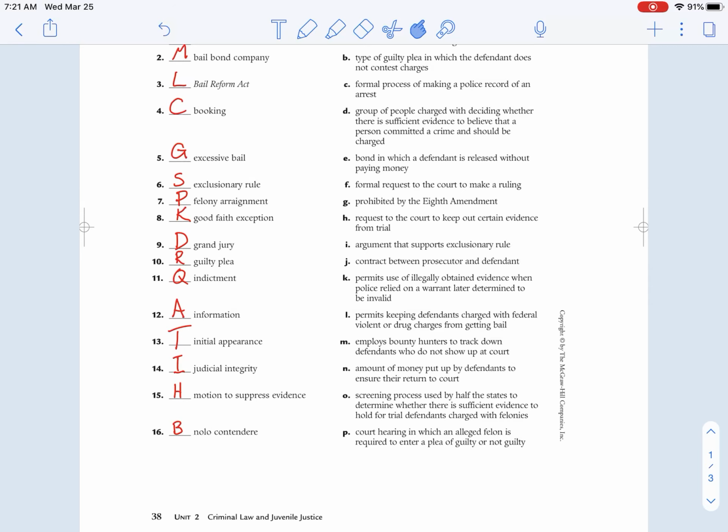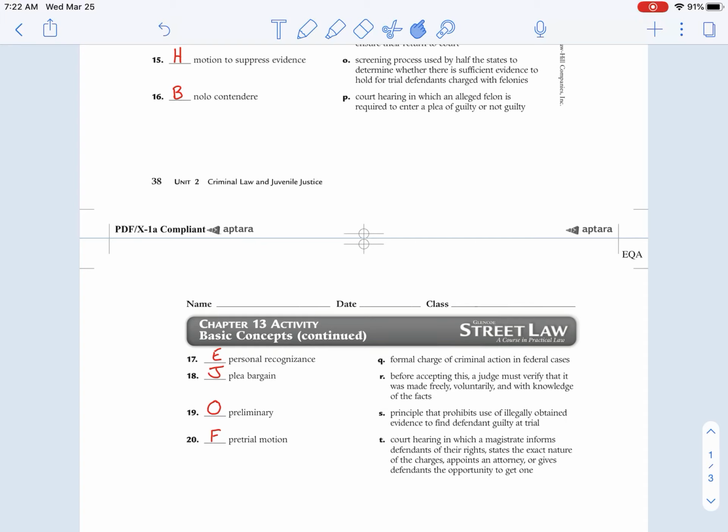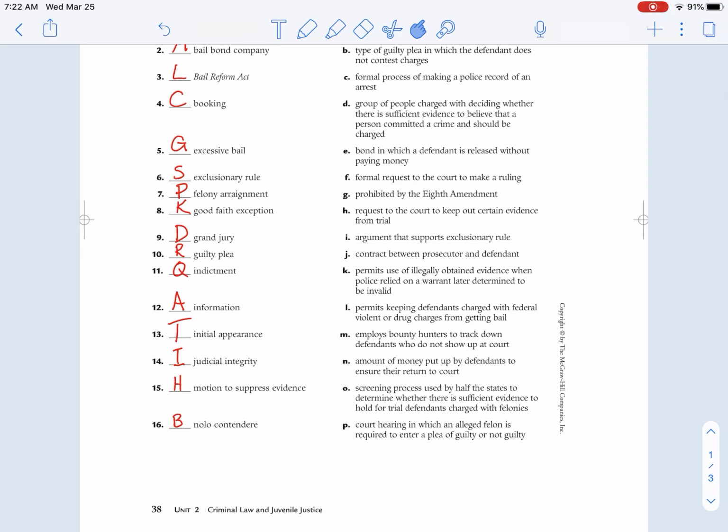Number 10 is a guilty plea, and that is R. Before accepting this, a judge must verify that it was made freely, voluntarily, and with knowledge of the facts. Obviously, we want anybody who is entering into a guilty plea to do so with full knowledge of what it means.